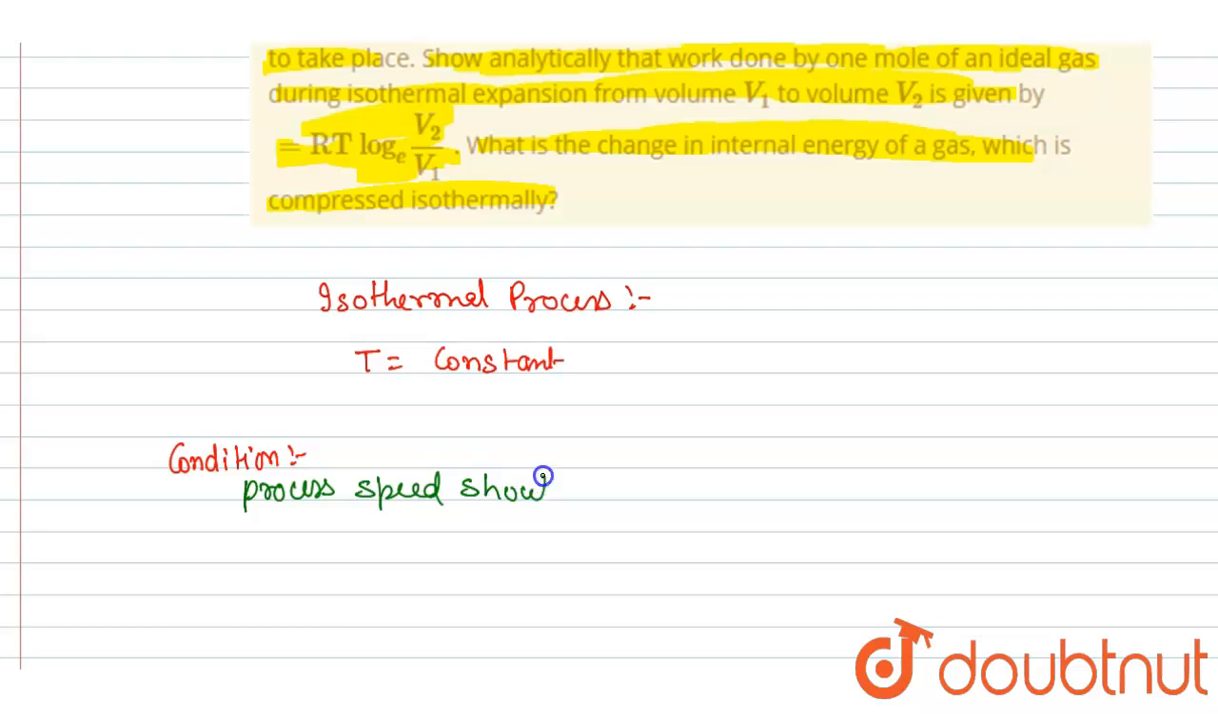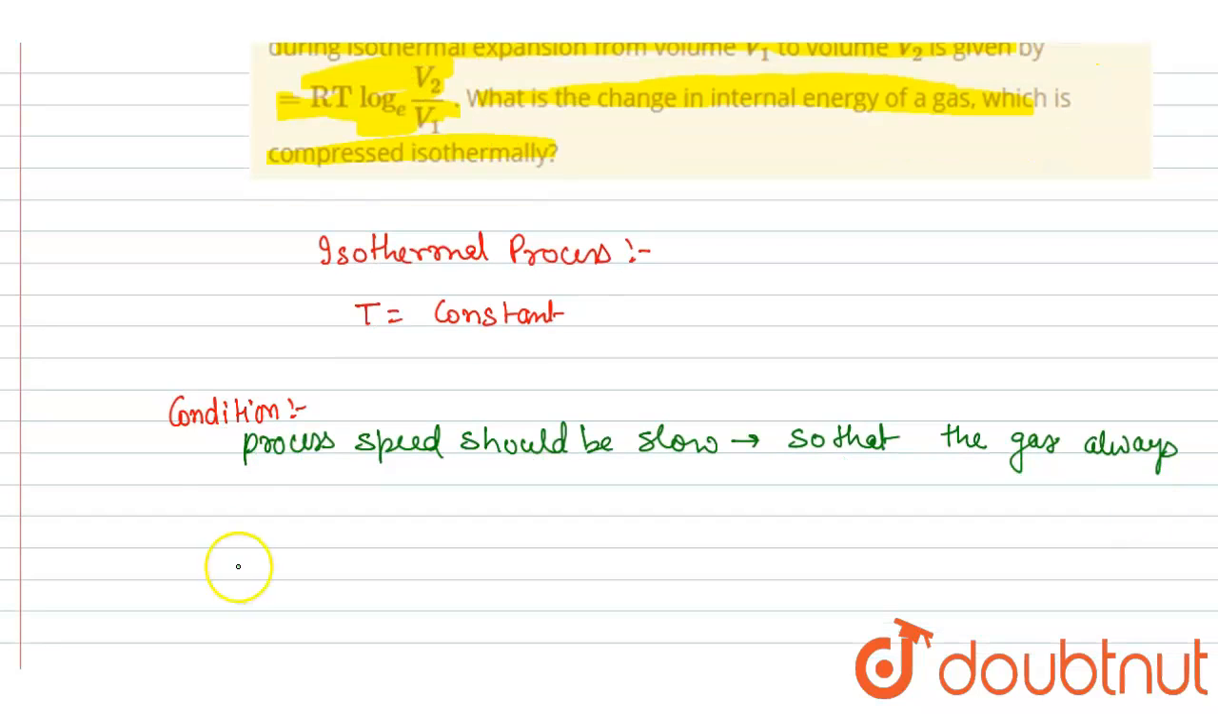So I will write the process speed should be slow, so that the gas always remains in thermal equilibrium with the surrounding.